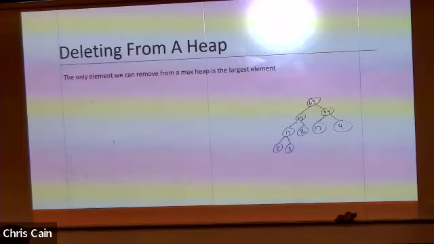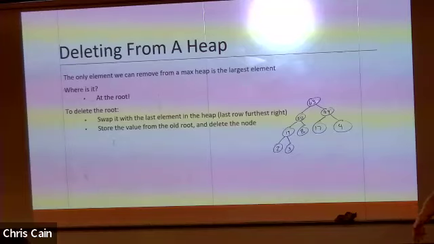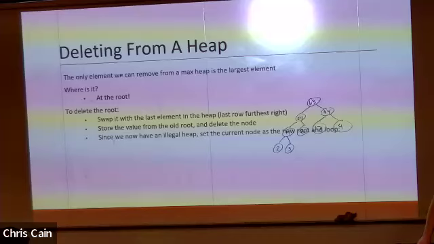So that's basically the deletion process. I'm sure I just revealed this entire slide, or just did this entire slide with the word. So where is the max element? It is at the root. To delete the root, we swap it with the last element in the heap, which is what we just did. Store the value from the old root, delete the node. So we would store off the 120 so that we can return it at the end of the deletion, because that's what we want to do with any structure that we delete from.